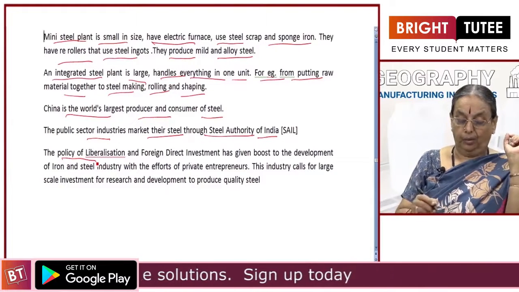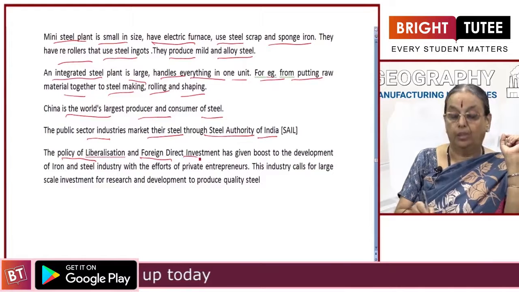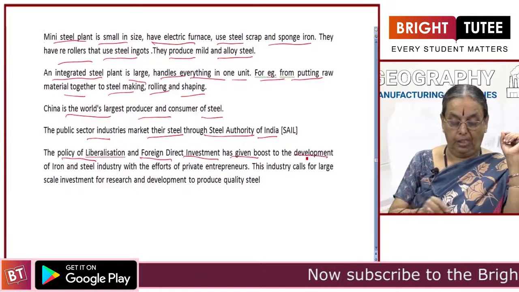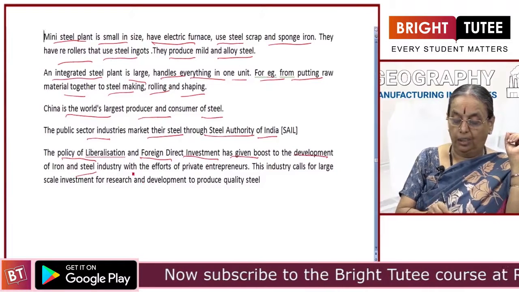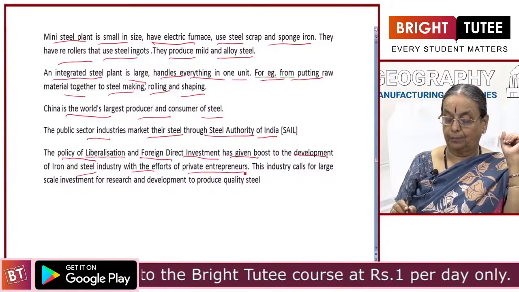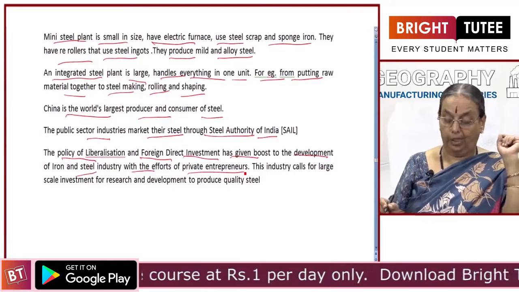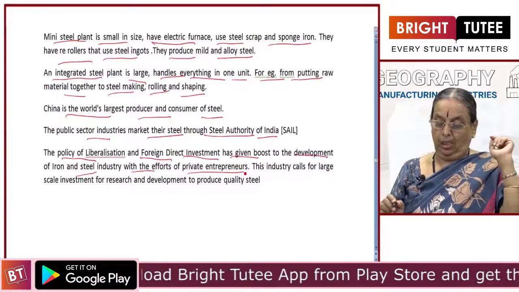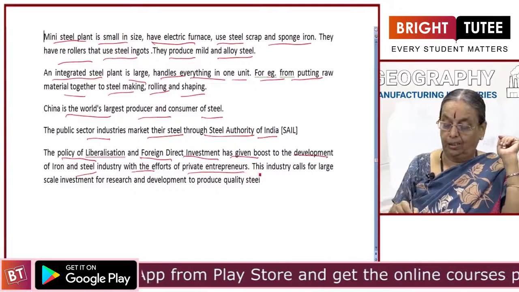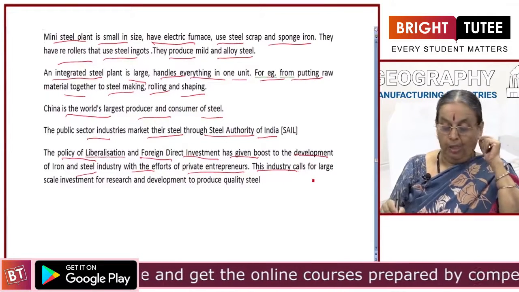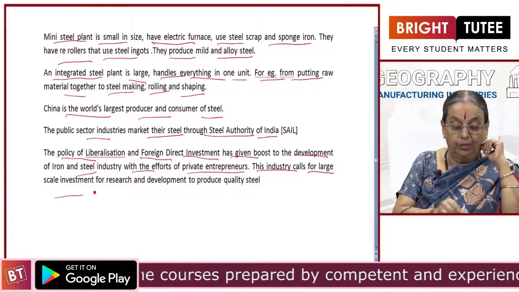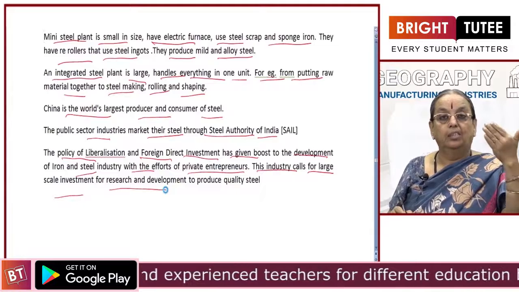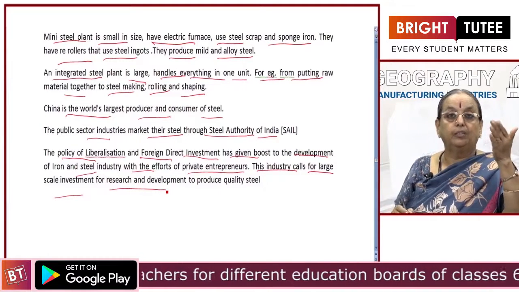First one is the policy of liberalization and then foreign direct investment, that is FDI, which has given a boost to the development of this iron and steel industry, along with the efforts of private entrepreneurs. So, we have the Jamshedpur iron and steel plant, which is the only private sector industry; all other industries are public sector industries. This industry calls for large scale investment for research and development, because every now and then there is updating of technology which is required.